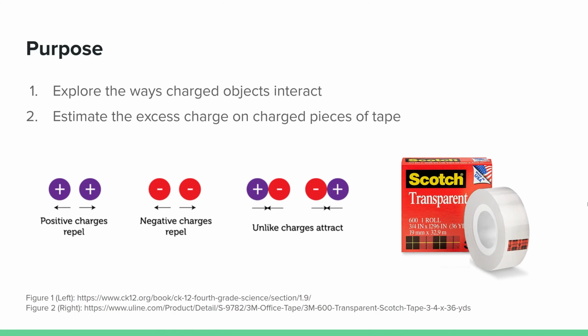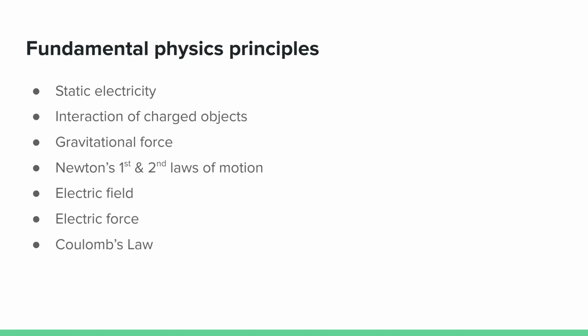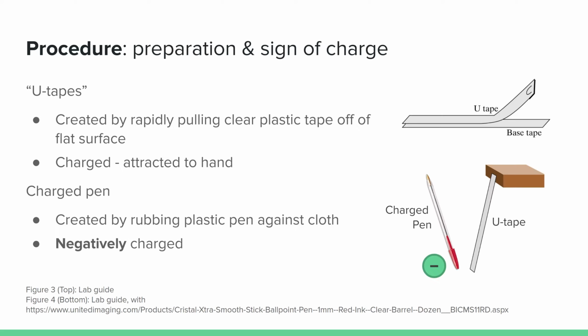So starting off, the purpose of this lab was to explore the ways in which charged objects interact, and to use those observations to estimate the excess charge on charged pieces of clear tape. To do this, we're going to rely on a handful of fundamental physics principles, namely static electricity, the interaction of charged objects, the gravitational force, Newton's first and second laws of motion, the electric field and its resultant force, and Coulomb's law. The procedure itself was split into two main steps.